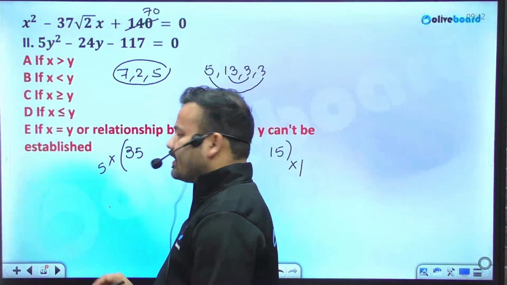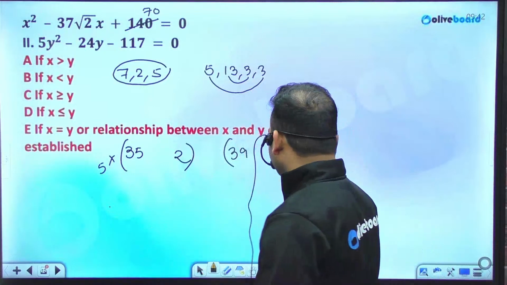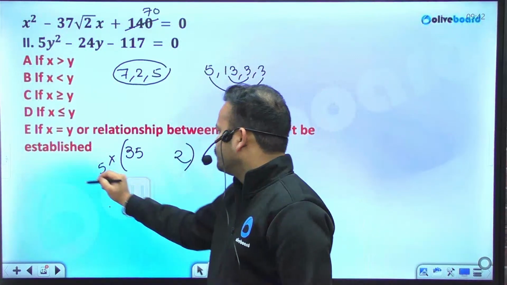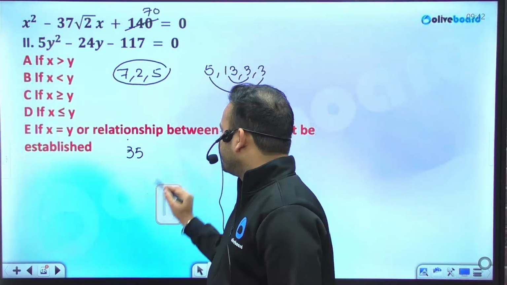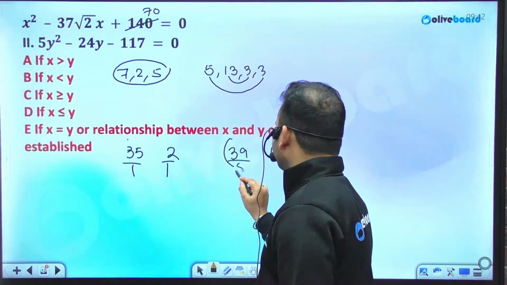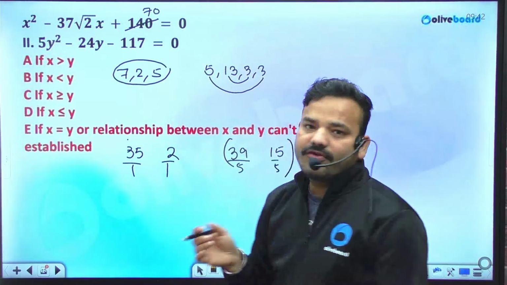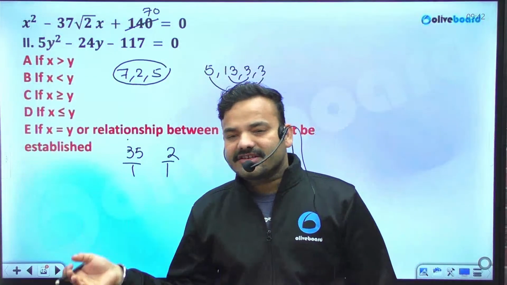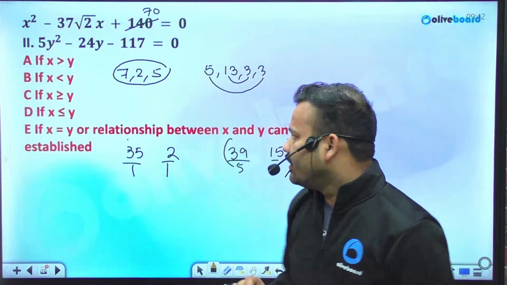So even you can do this. If you don't want to do this, you can use this also. What is the real method? The real method is you have to divide this by the coefficient of x square and this by the coefficient of y square. Both the methods you can do. Even you can do the cross multiplication method also, or even you can divide it also.